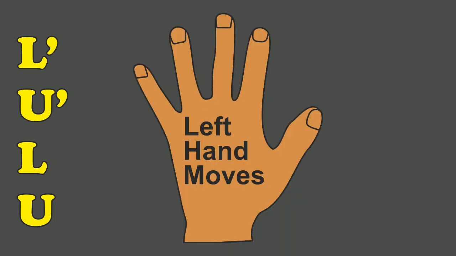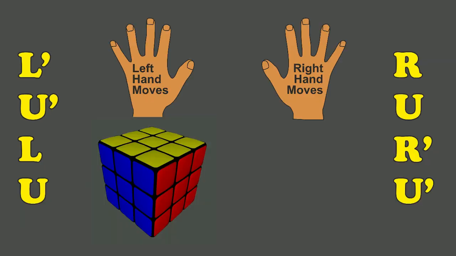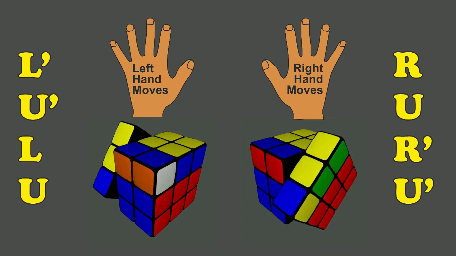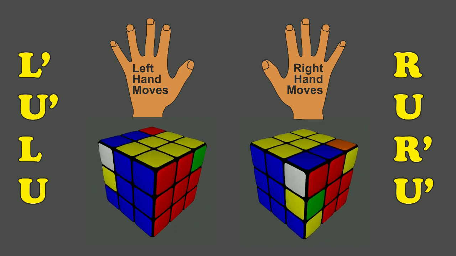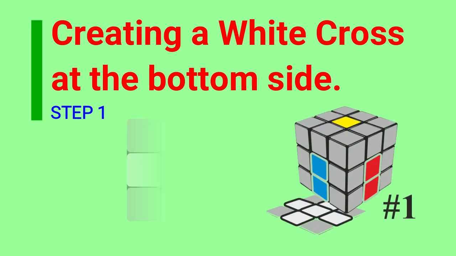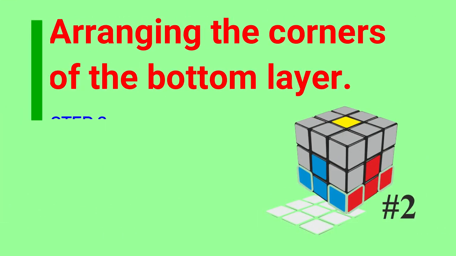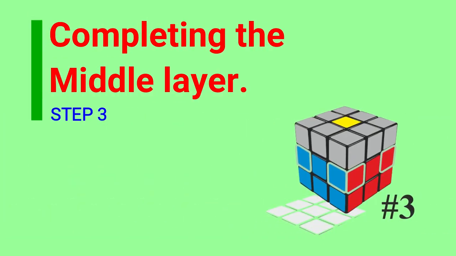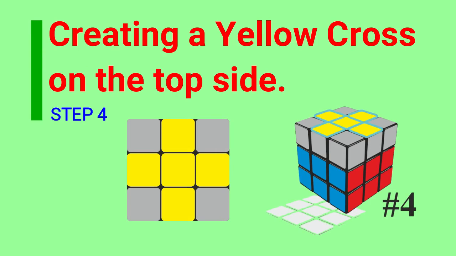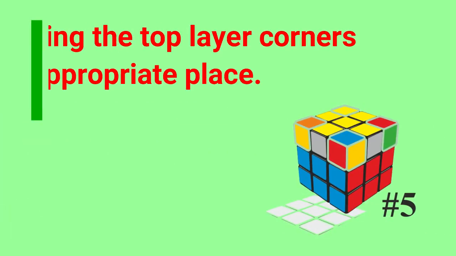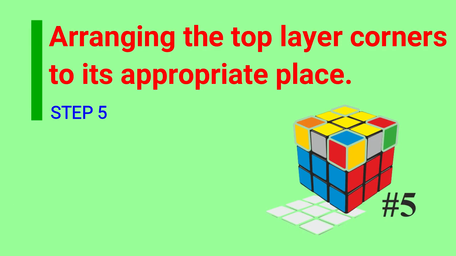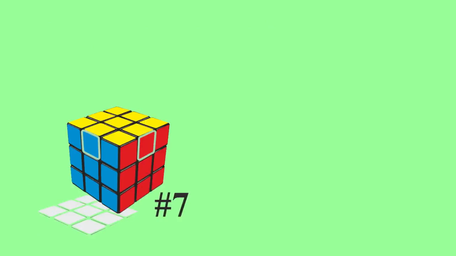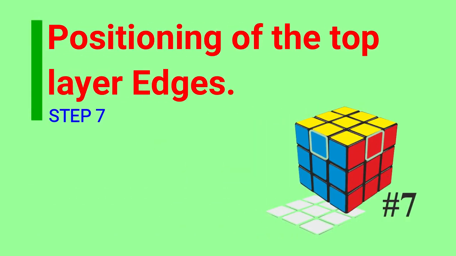Now, it is a good idea to pause the video and practice these moves yourself until you can do them swiftly. We will solve the cube in 7 steps. Step 1. Creating a white cross at the bottom side. Step 2. Arranging the corners of the bottom layer. Step 3. Completing the middle layer. Step 4. Creating a yellow cross on the top side. Step 5. Arranging the top layer corners into their appropriate places. Step 6. Twisting of top layer corners. Step 7. Positioning of the top layer edges.